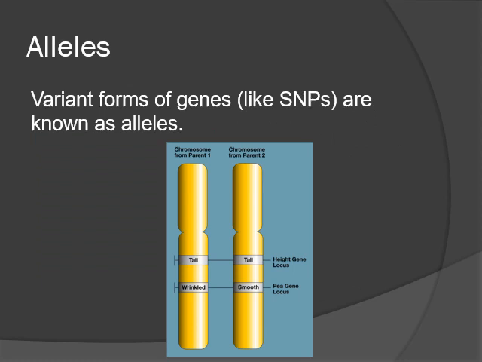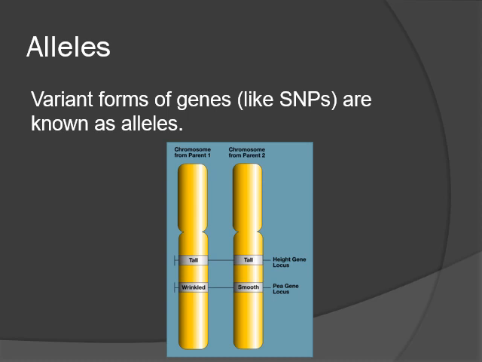And it all comes down to alleles, variant forms of genes. Now, single nucleotide polymorphisms are one type of allele, but alleles can be any type of change in a gene. Here we've got 2 chromosomes. It's a homologous pair, if you remember that. You get one from mom, you get one from dad.